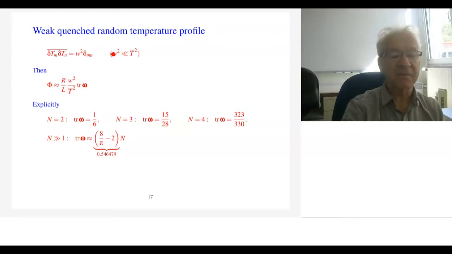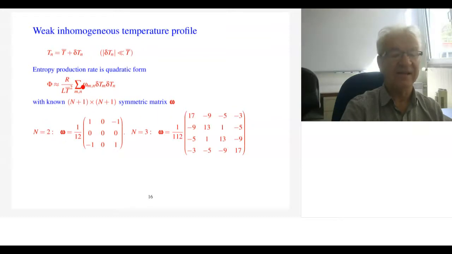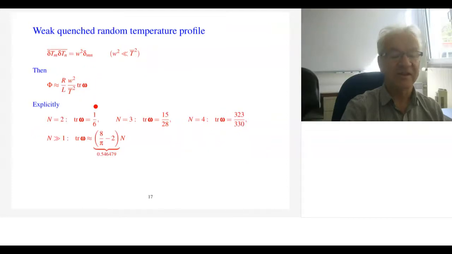And if you look at this regime, then the mean entropy production rate is, in some units, of course proportional to W squared, just proportional to the trace of this matrix omega, which occurred here previously. So the interesting dependence to be predicted is the dependence on the remaining parameter, which is the number of elementary circuits, the system size n, and the n dependence is only in this trace of omega. So this can be worked out for n equal 2, you get 1/6, then n equal 3, n equal 4, and so on. And in the large n limit, trace of omega is found to increase linearly in n with a prefactor, which is what it is. Now it's not a rational number.